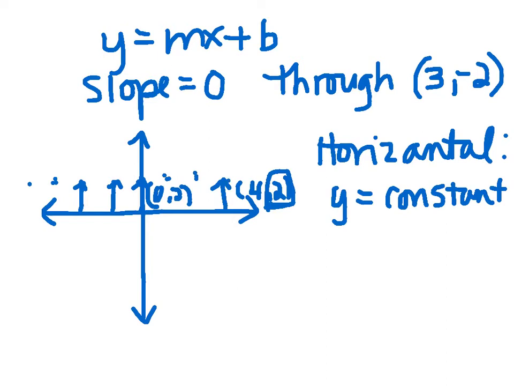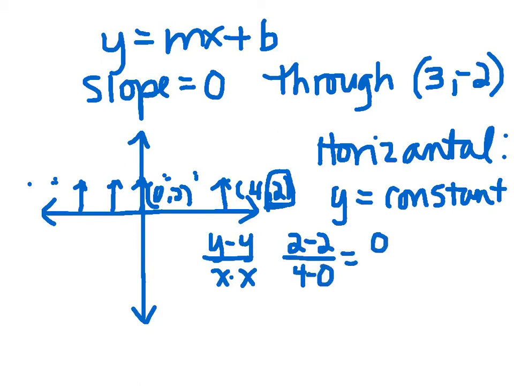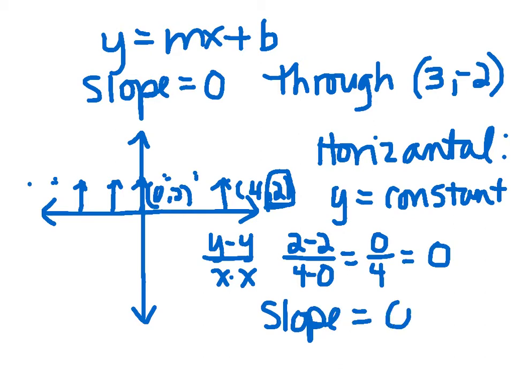If I calculate the slope of this line, remember slope is y minus y over x minus x. If I say 2 minus 2 over 4 minus 0, that is equal to 0 over 4, which equals 0. So the slope of any horizontal line is always equal to 0. In terms of our problem here, what this means is slope equals 0 is code for I am talking about a horizontal line. And on a horizontal line, the y is always constant.